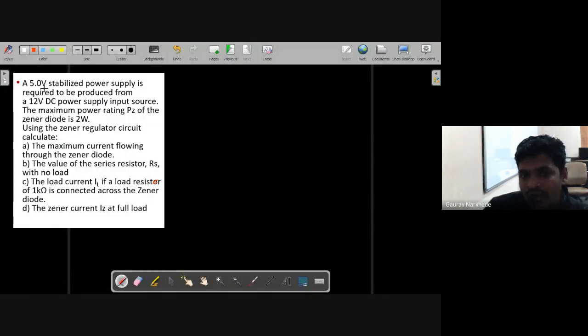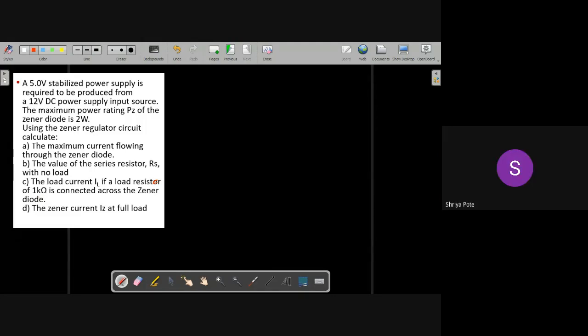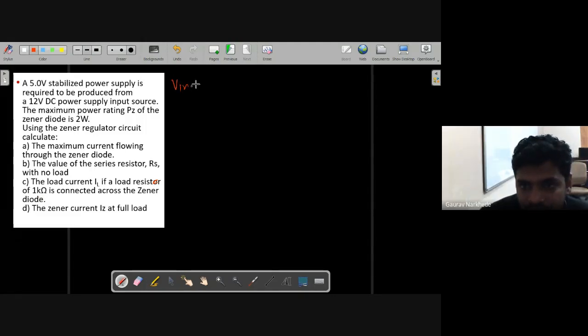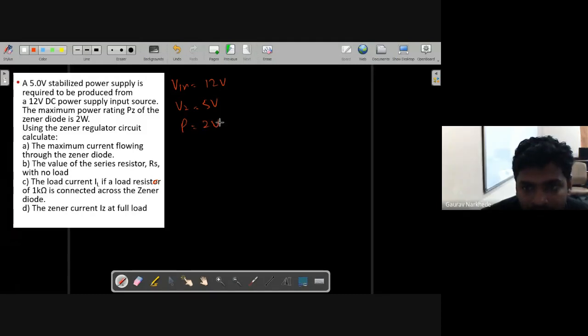See, 5 volts Zener diode, right? You need a 5 volts stabilized power supply. Okay, how much is the input? 12 volt. So I'm just writing here, input is nothing but 12 volt. Then VZ is nothing but 5 volts. Correct? Okay. Power is equal to 2 watt.